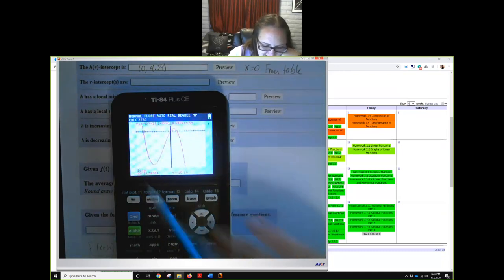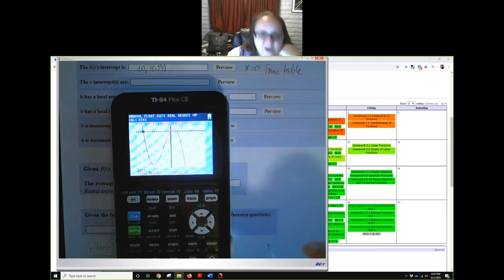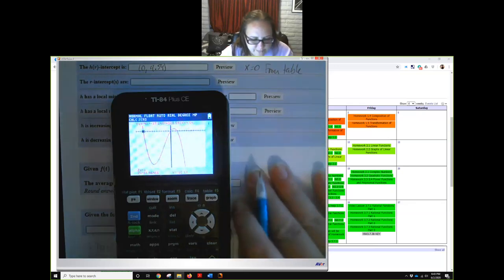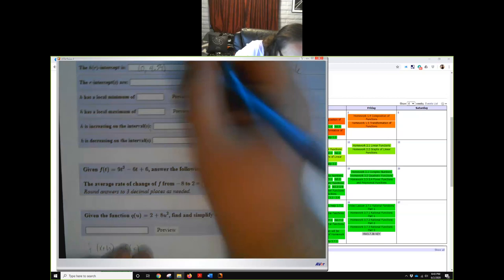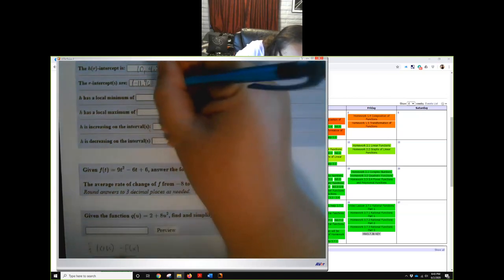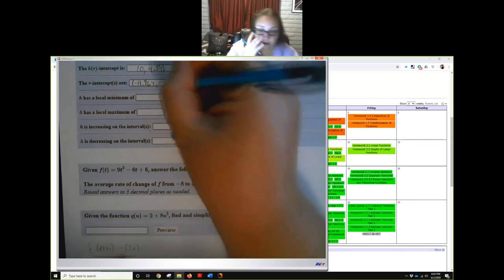My 0 is at X equals, what did they want, 3 decimal places? Yep. So negative 11.964, 0.